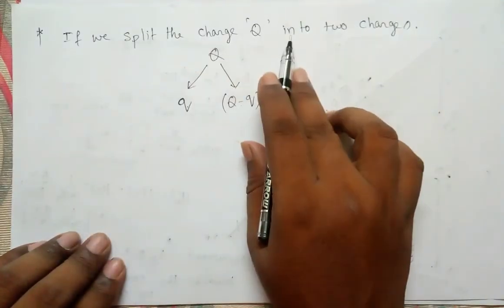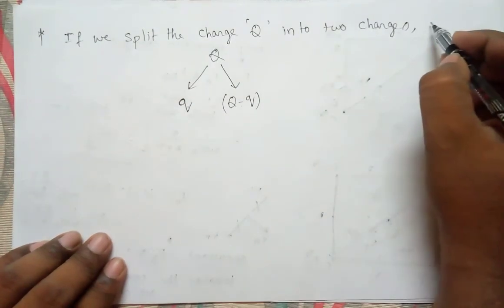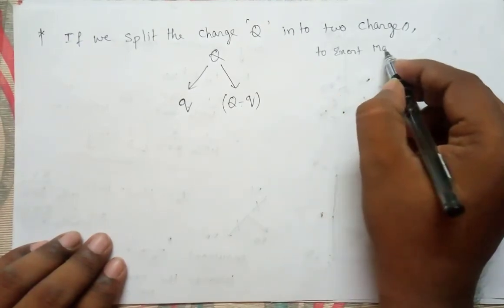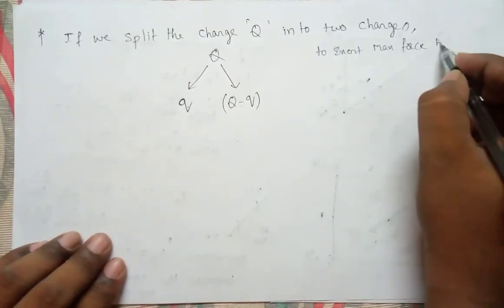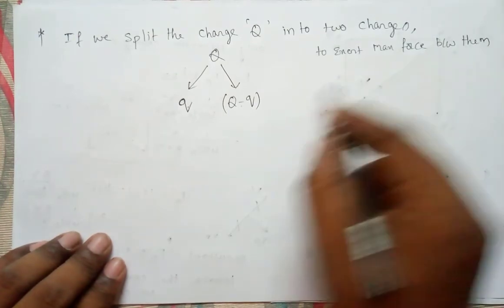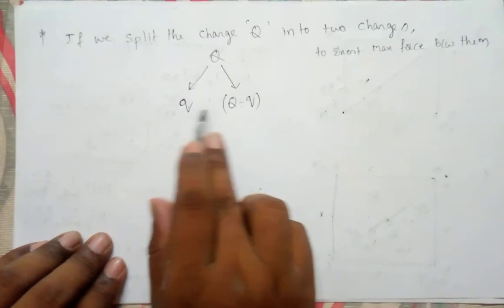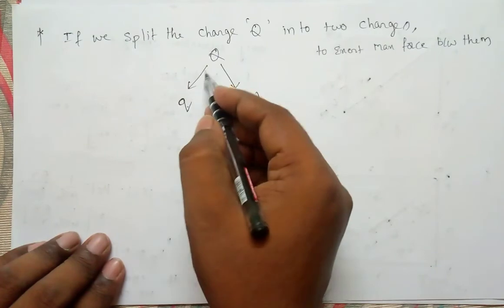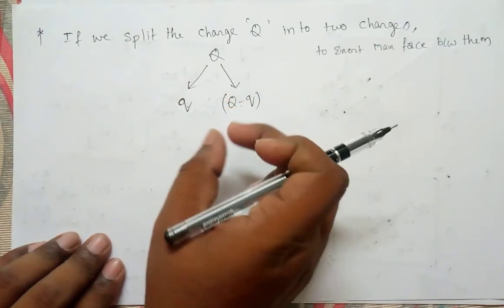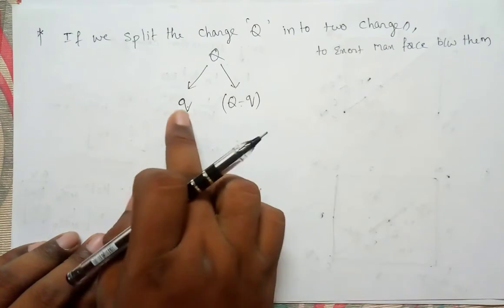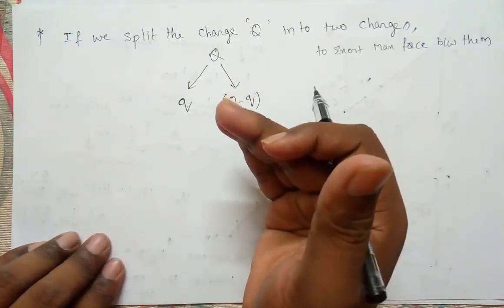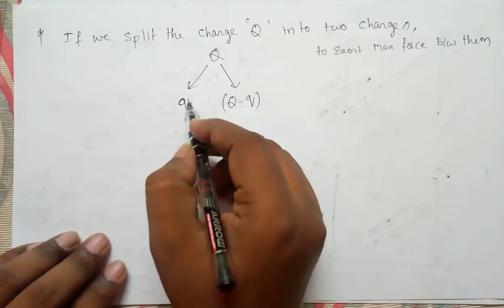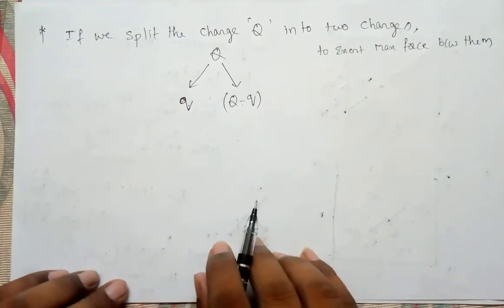So if you split the charge capital Q into two charges to exert maximum force between them, do you make it half, or 2/3 and 1/3, or 1/4 and 3/4? In what way should you divide these charges, and again keep them at a certain distance, so that the maximum force of repulsion takes place between them? How can you divide this Q? You have to understand how much this small q is.